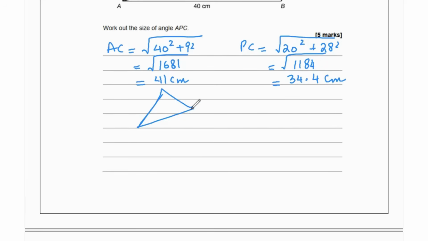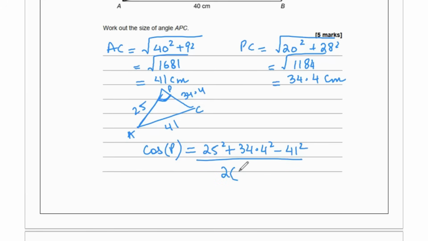So if you draw the triangle A, B, C, this is 25, this is 34.4, and this is 41. This is the angle we're trying to find. So cos of P equals 25 squared plus 34.4 squared minus 41 squared over 2 times 25 times 34.4. Let's solve this to find the value of P.